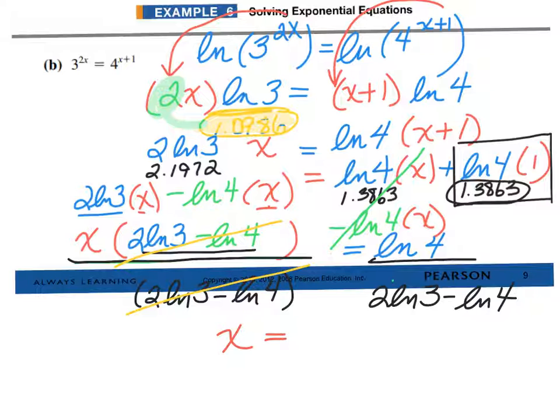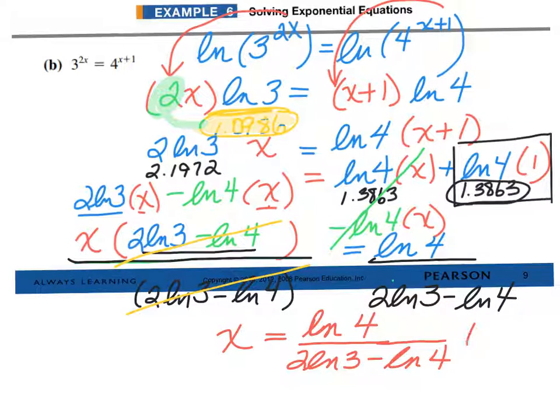And now we have that x is equal to the natural log of 4 divided by 2 times the natural log of 3 minus the natural log of 4. And once again, this is simply a number. And we have a value for x.